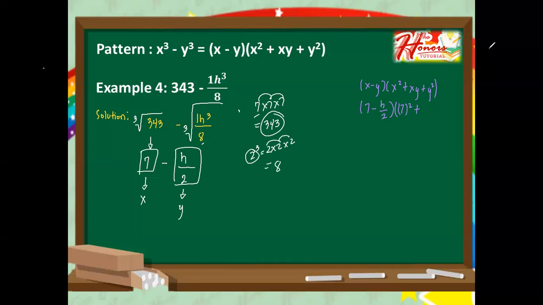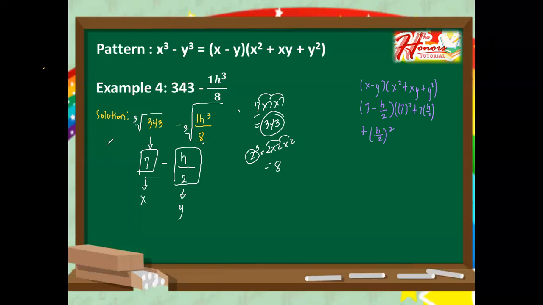Let me just write it here. So again, 7 times y, that is h over 2. Then let's write the other one here. Plus y. So that is h over 2 squared. So let's continue.